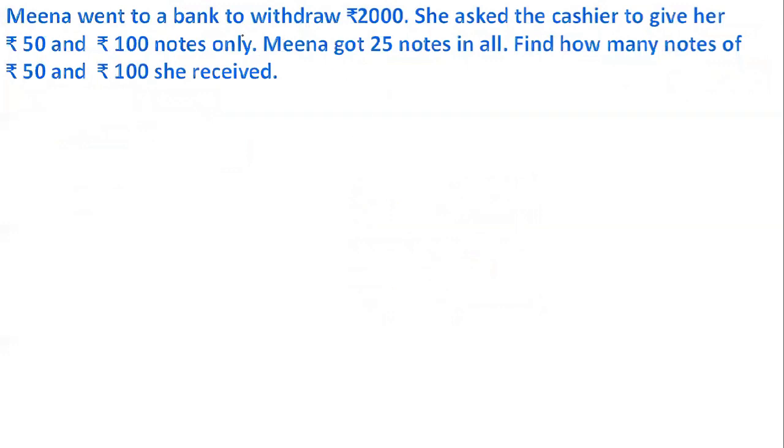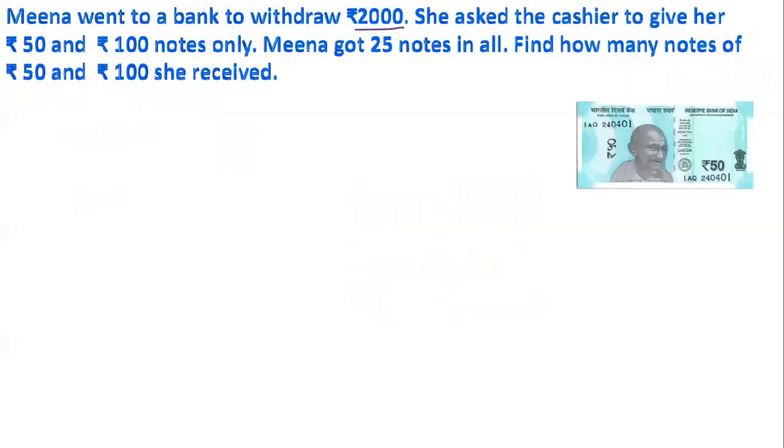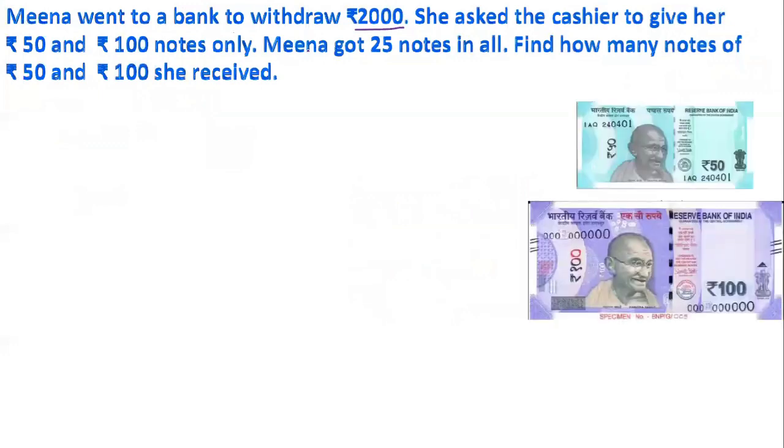See the question. Meena went to a bank to withdraw rupees 2000. She asked the cashier to give her rupees 50 and rupees 100 notes only. And Meena got 25 notes in all. Find how many notes of rupees 50 and rupees 100 she received.